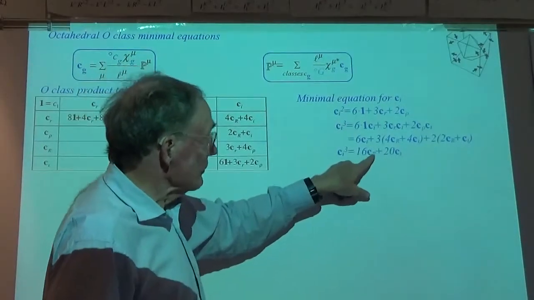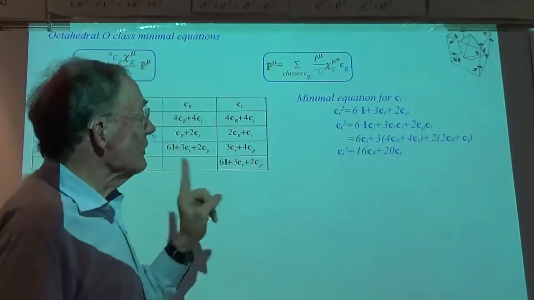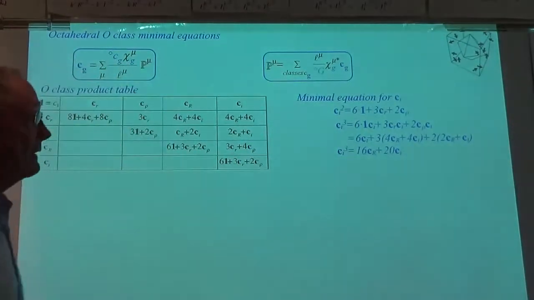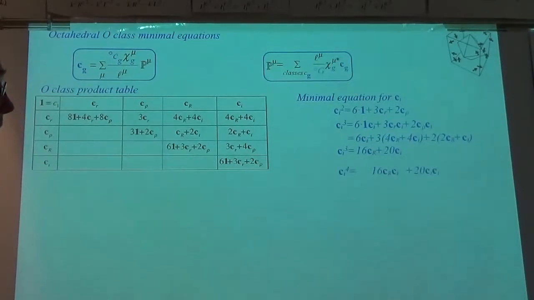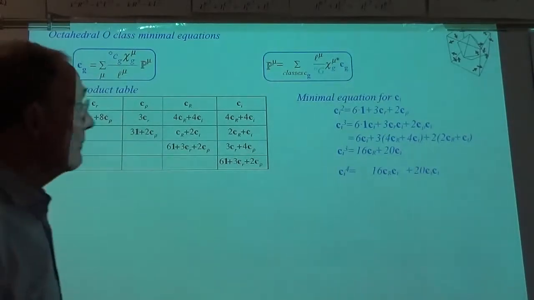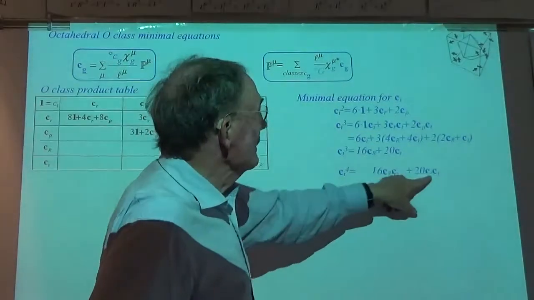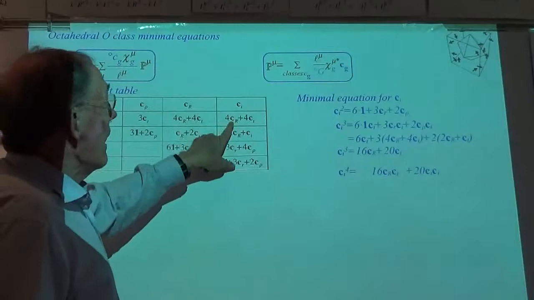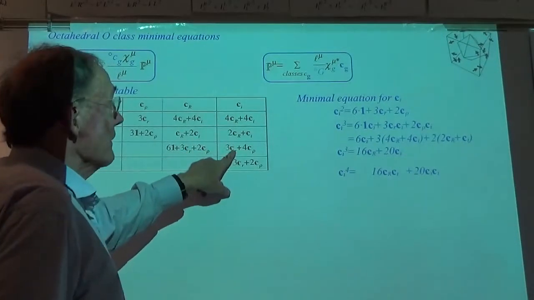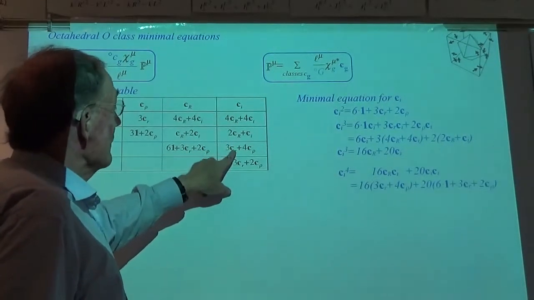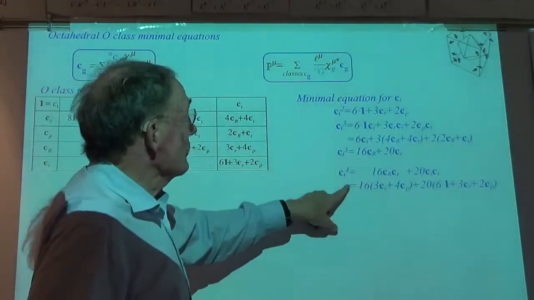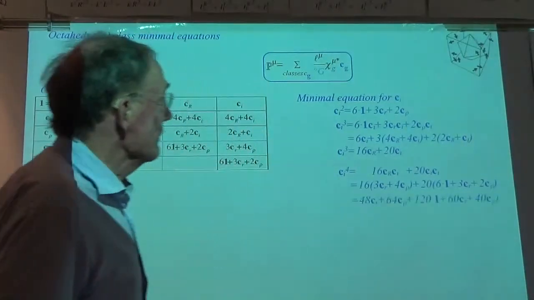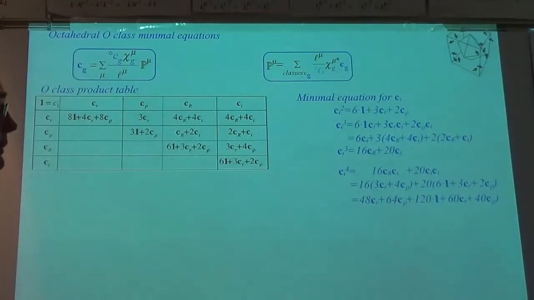CI cubed is equal to, but that's not an equation just for CI. I need to keep going until I get an equation that's all powers of CI. That would be a minimal equation, you see. So I multiply another CI onto this thing. Okay, now I've got to go and look at I times R. That would be right here. Okay, there it is. And I also have to look at a CI times itself. So there's that right there. Okay, collect the terms.